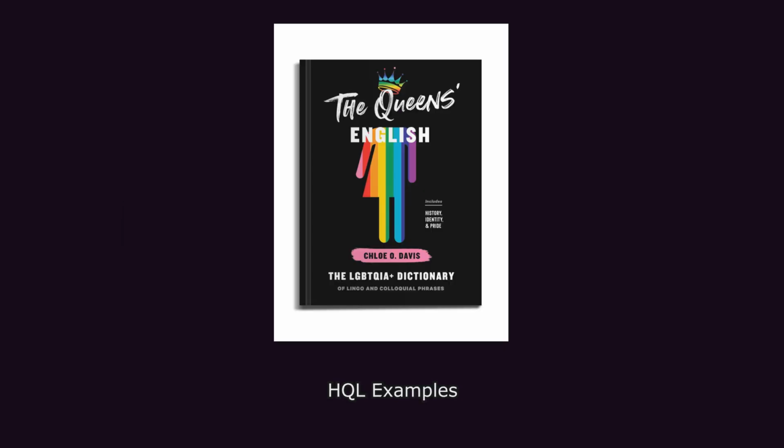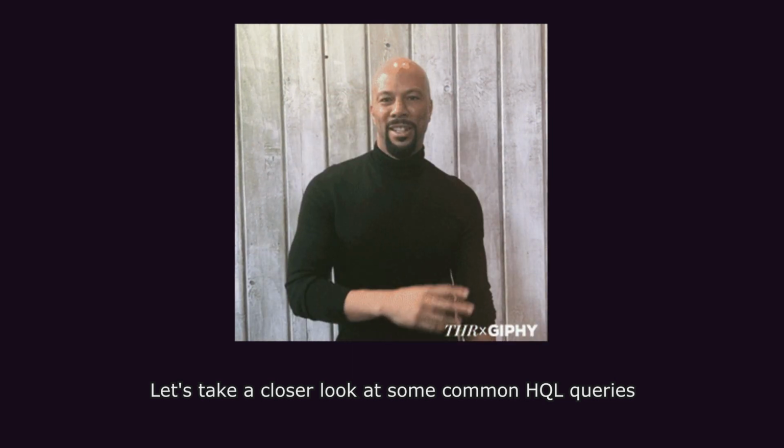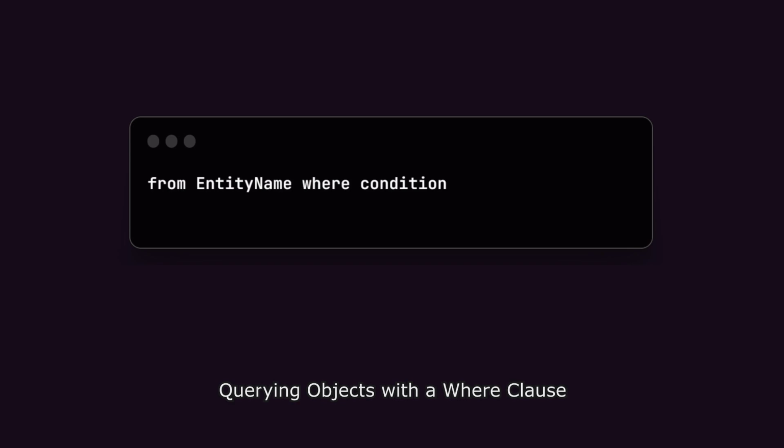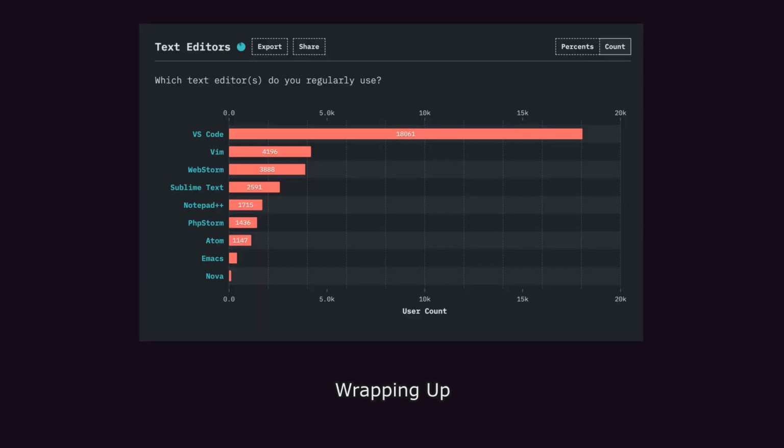HQL examples. Let's take a closer look at some common HQL queries. Querying all objects. Querying objects with a where clause. Querying objects with order by. Querying objects with projection. Wrapping up.